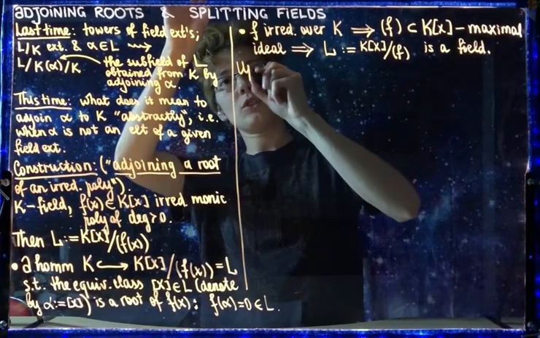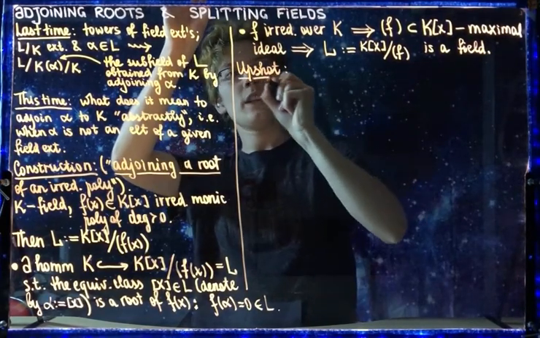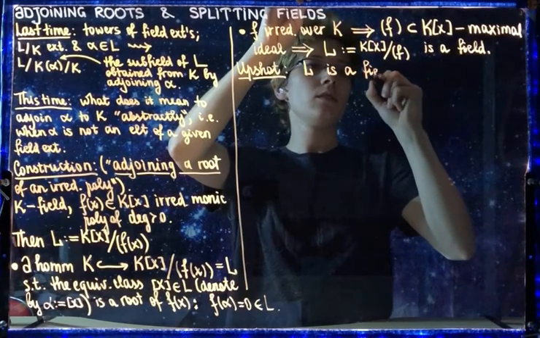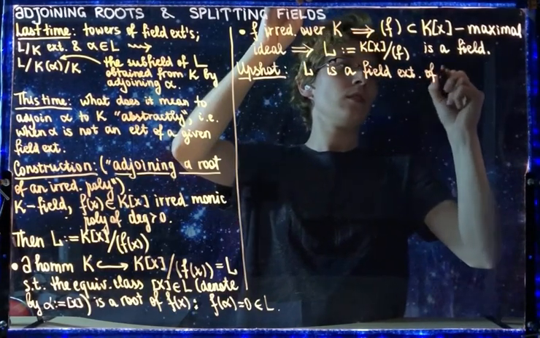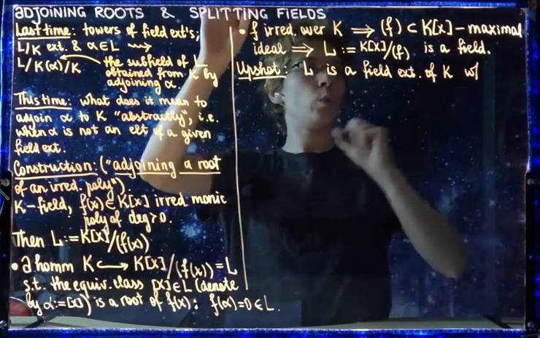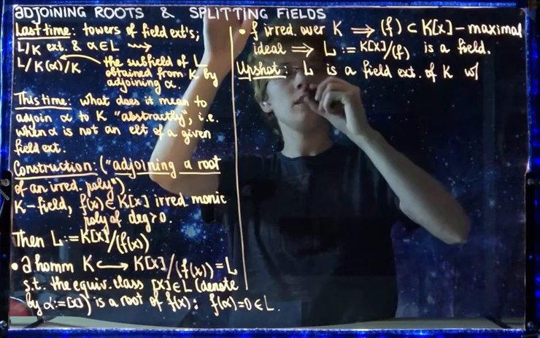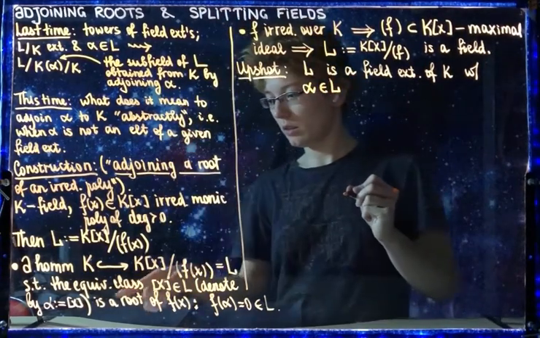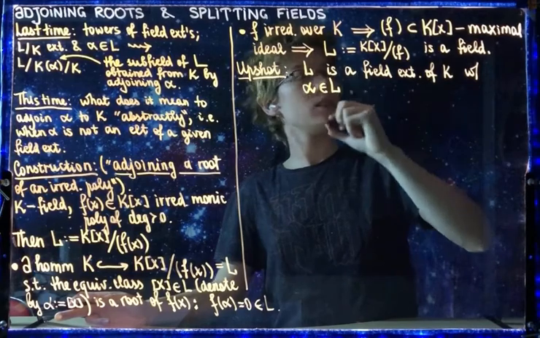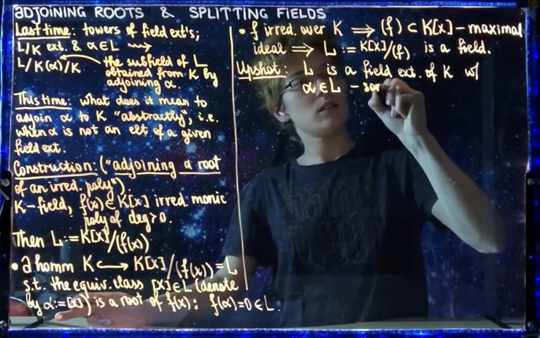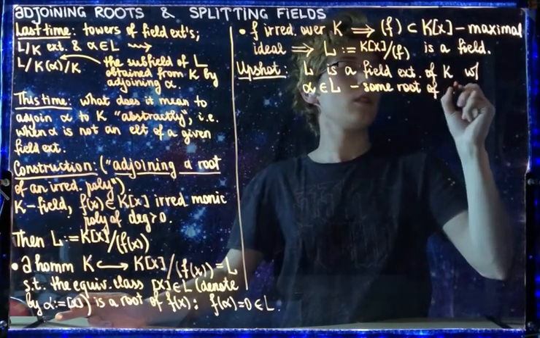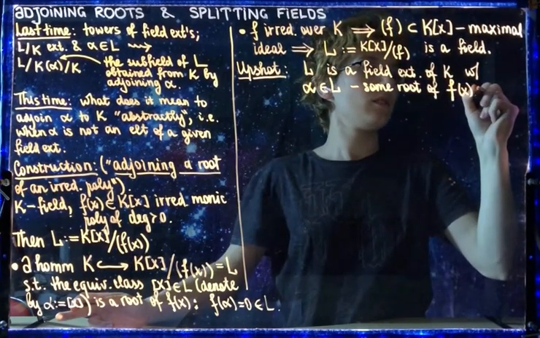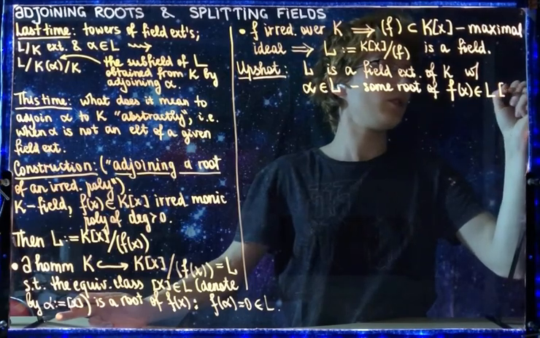And as a conclusion, we get that L is now a field extension of K, which is obtained from K by adjoining a root of f with alpha in L. So we know that we can choose an element alpha in L. It is some root of f of x, which can be viewed as a polynomial with coefficients in L.